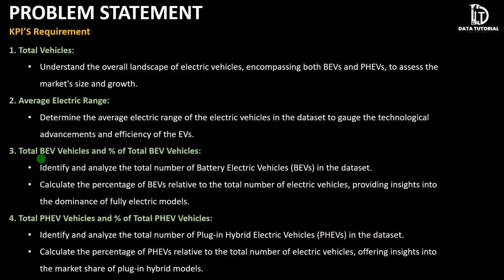So based on these two, we have to divide and find out the percentage of total vehicles of those electric cars. This will give us an idea of how many total vehicles are pure electric, and how many are hybrid, working on electric as well as on the combustion engine. So I hope we have understood this. This is what the KPI requirement is from our business.